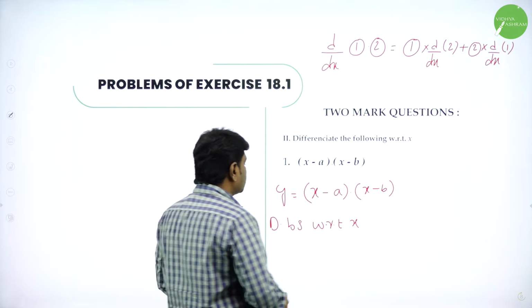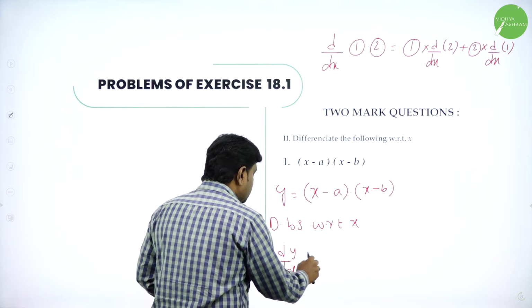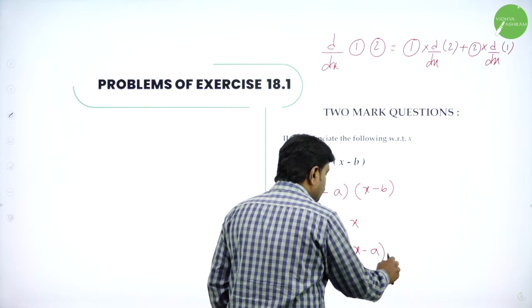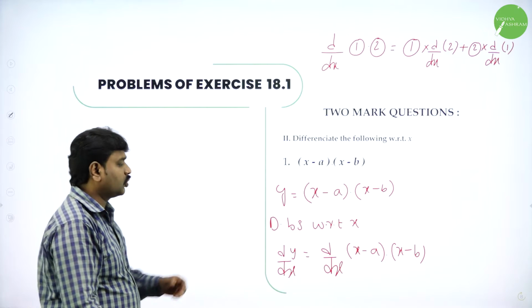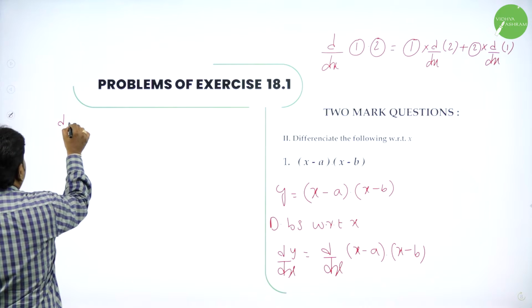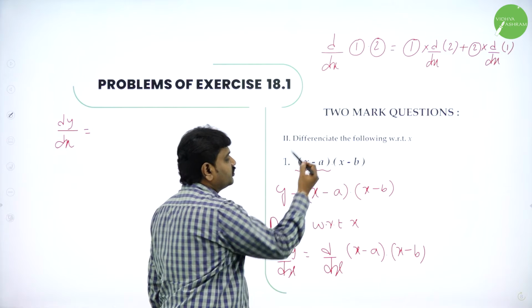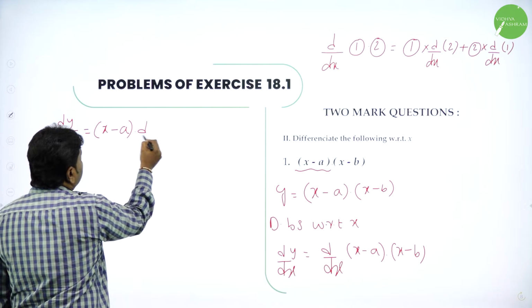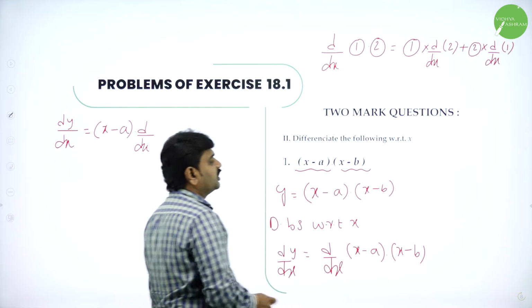So differentiate both sides with respect to x. So LHS becomes d by dx of y. RHS becomes d by dx of x minus a into x minus b. In order to differentiate x minus a into x minus b, use what rule? Product rule. What is the product rule? So dy by dx is first function. So what is the first function here? In this problem, the first function is x minus a. First function into d by dx of second function. What is the second function in this problem? The second function is x minus b.